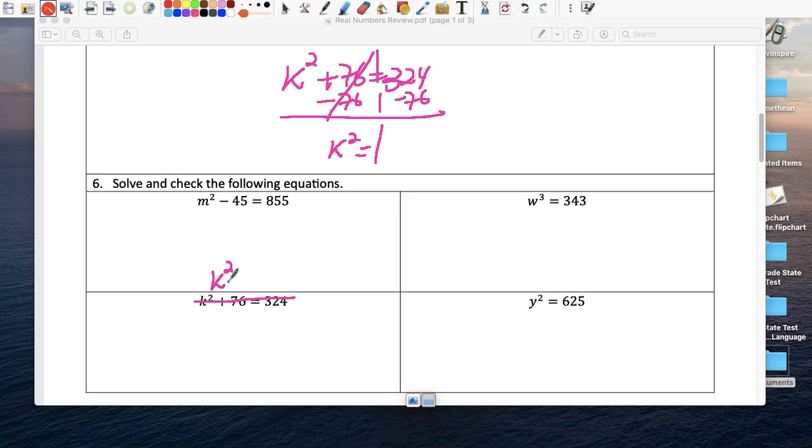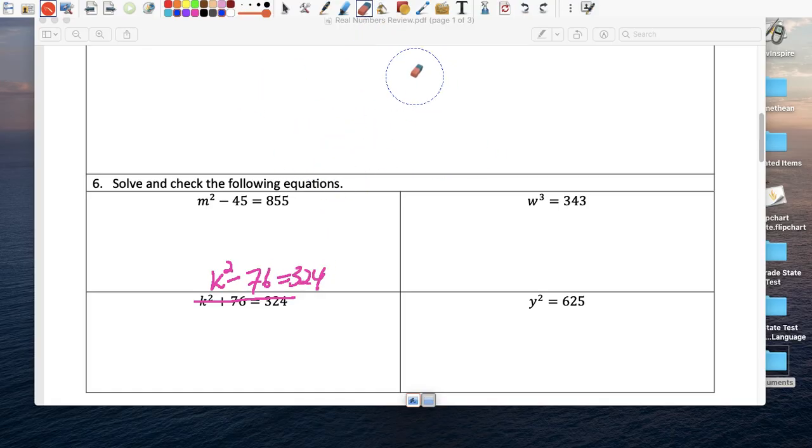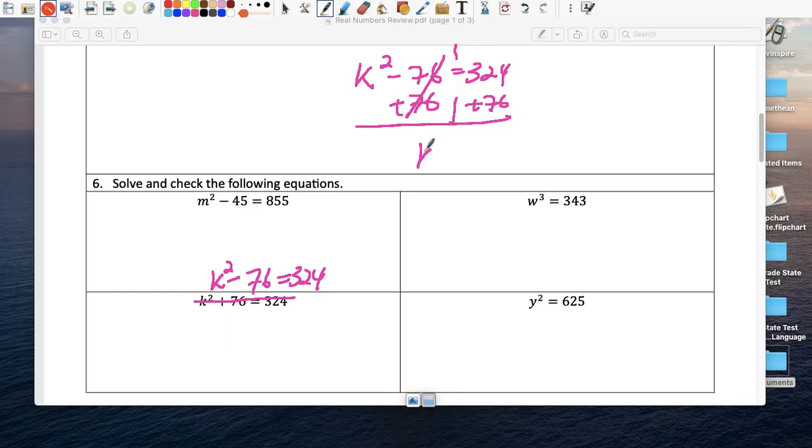So k squared minus 76 equals 324. I'm going to change that, otherwise you don't get a perfect square. So let's do that. Change it. When you guys get the sheet, it will be minus 76. So we do again plus 76, plus 76. We get k squared. K squared equals 400. Again, what do we do here? We're going to take the square root of that side, take the square root of that side. It allows me to simplify that. K is by itself, and the square root of 400 is plus or minus 20.